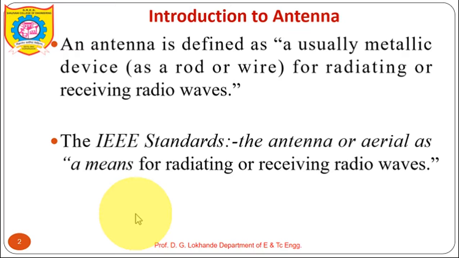This antenna is a transition device or transducer between a guided wave and a free space wave, or vice versa. Whenever it converts electrical energy into electromagnetic waves, it is called a transmitting antenna. Whereas if electromagnetic waves are converted into electrical signals, then it is called a receiving antenna.